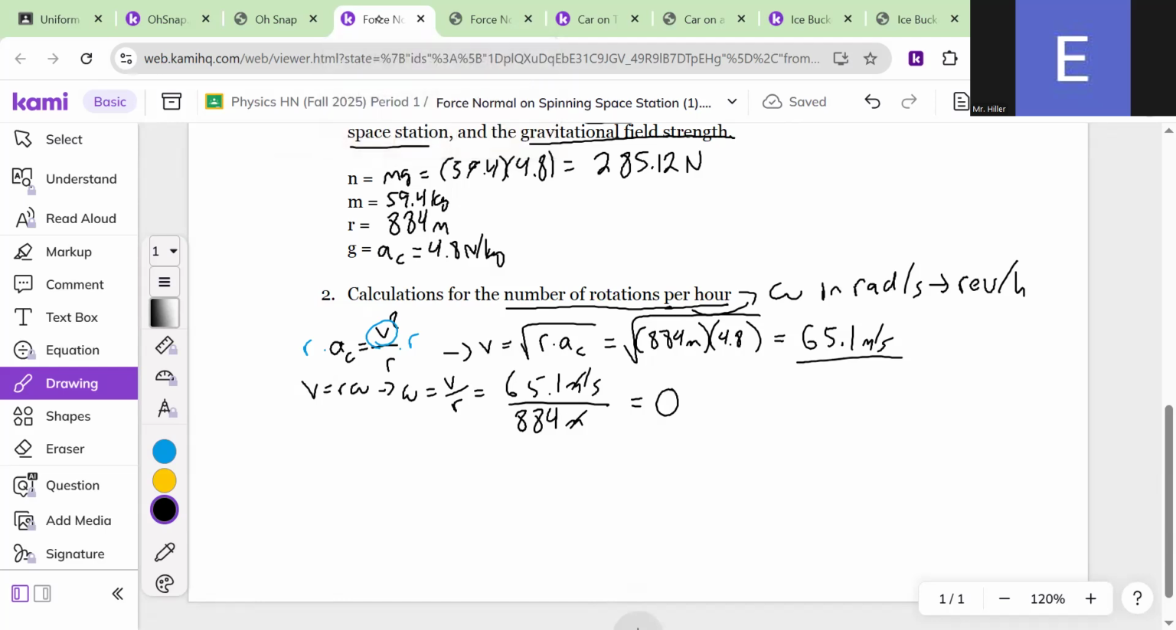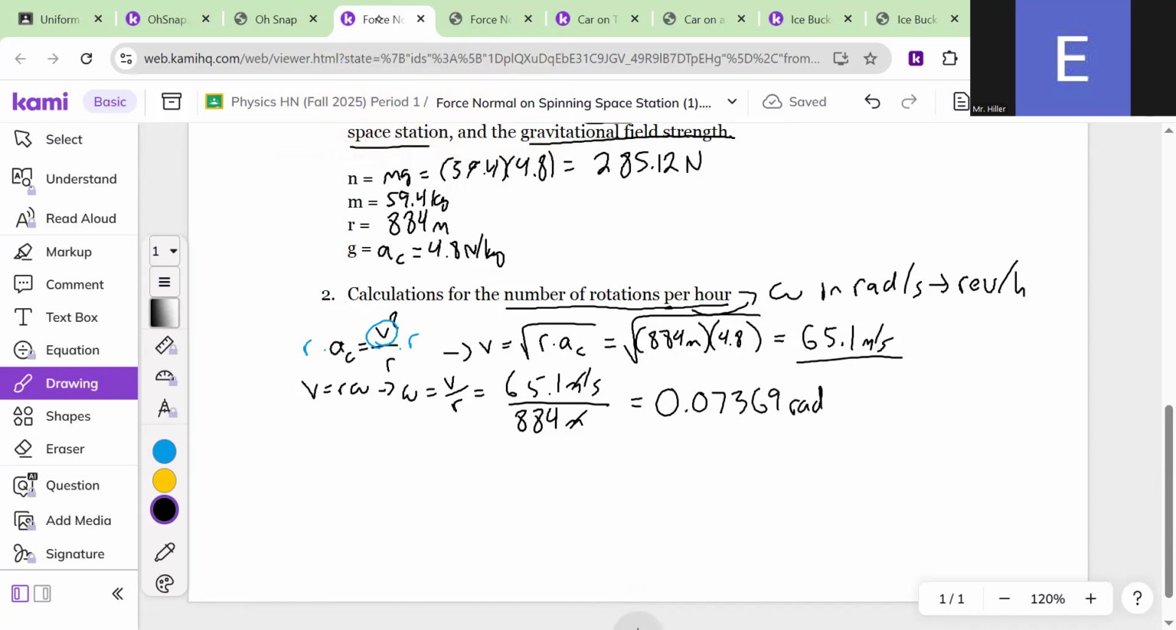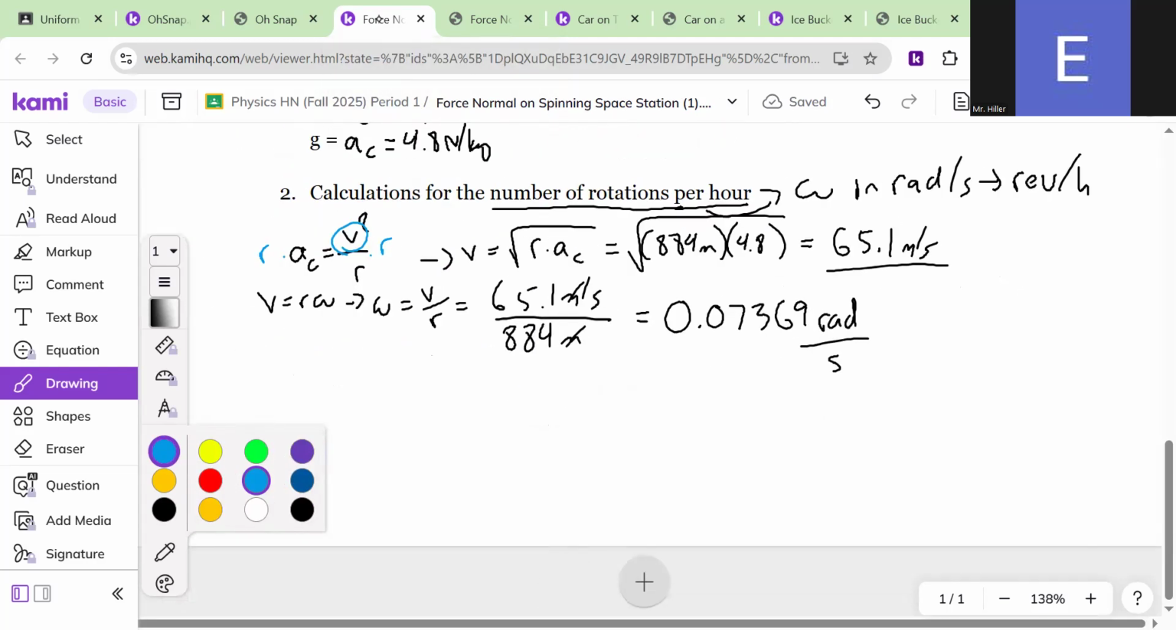Which gives me a rate of rotation of about 0.077369 radians per second. Okay. Now, here's what we're going to do to finish this problem. I'm going to convert radians to revolutions. So there are 2 pi radians in 1 revolution.